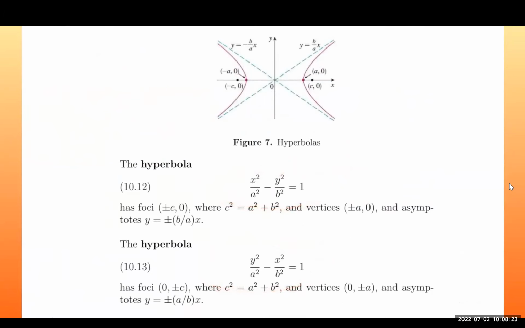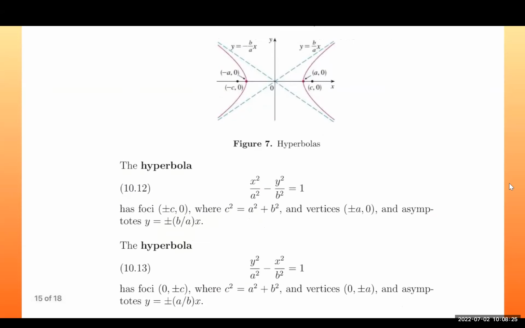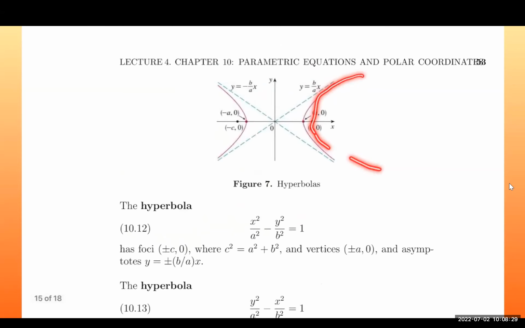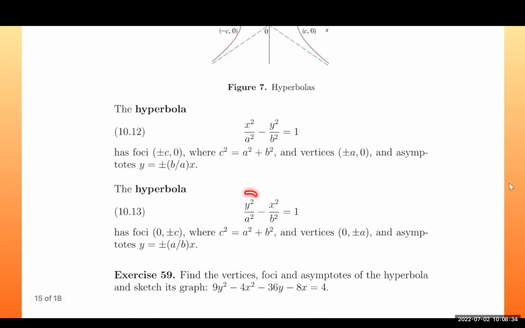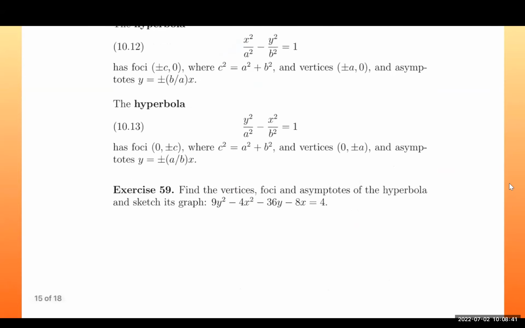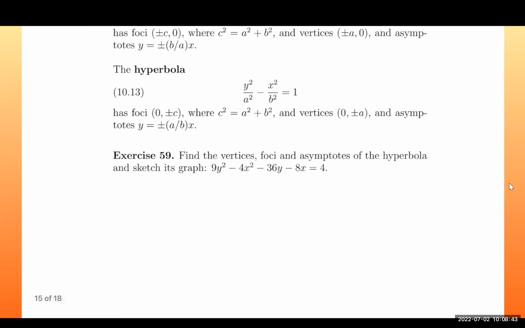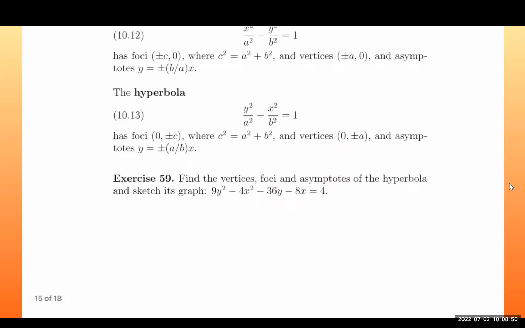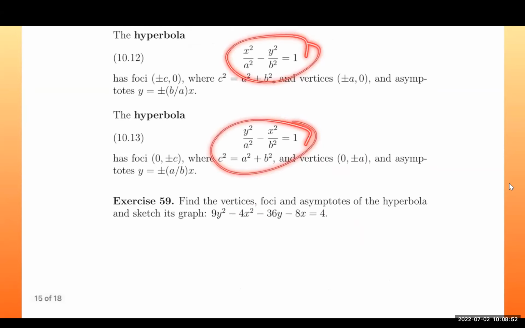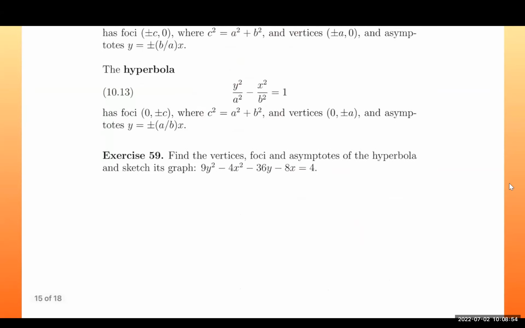All right, let's move on to the next problem. Now they're showing us equations for hyperbolas. If the x squared term is positive, then it's going to look this way, a horizontal hyperbola. If the y squared is positive, then it's going to look like this, a vertical hyperbola. They want us to do the same thing: find the vertices, foci, and asymptotes of this equation, and they also want us to sketch it.